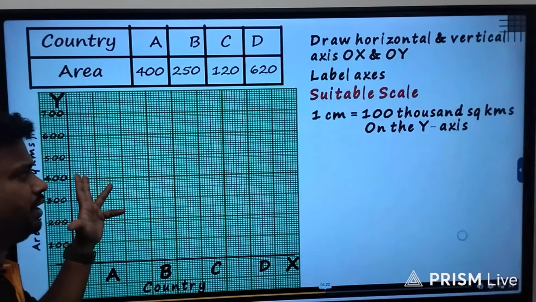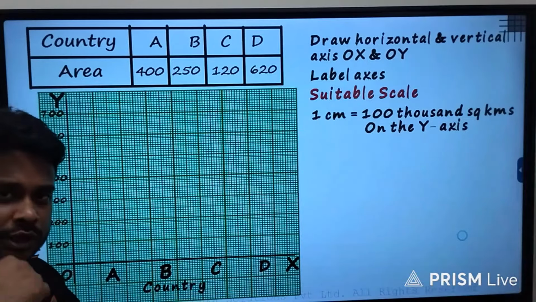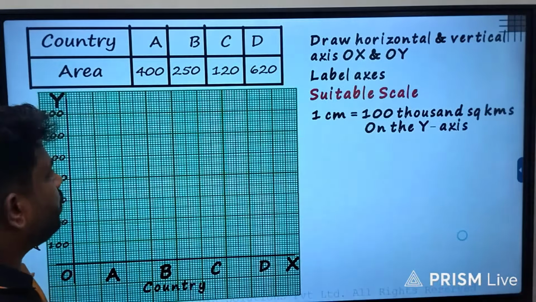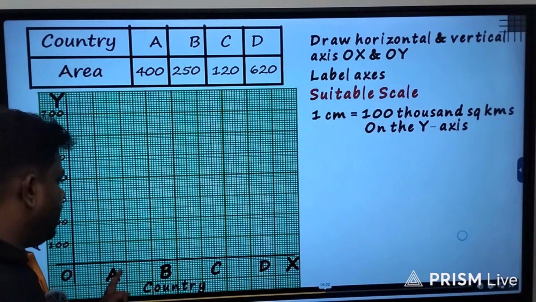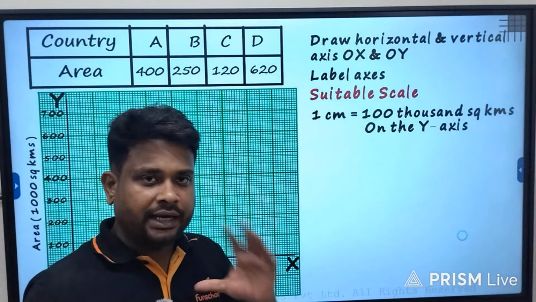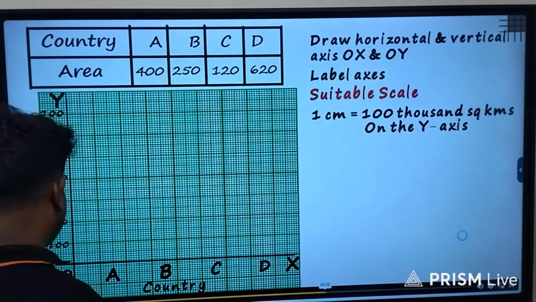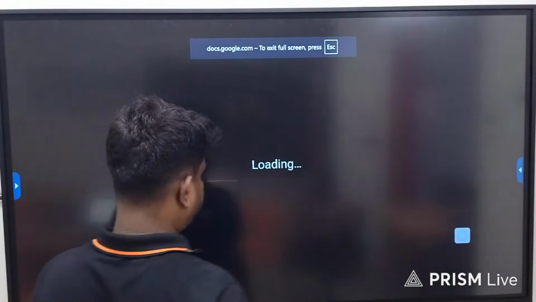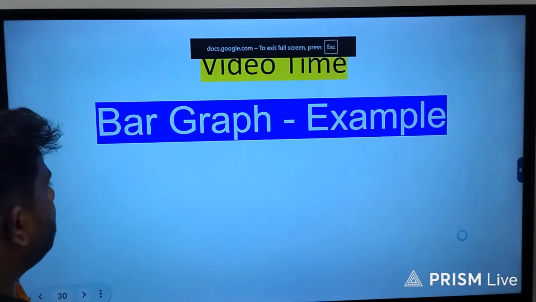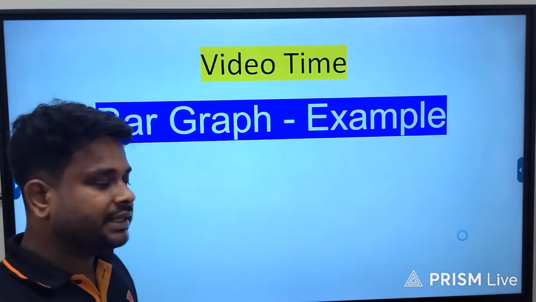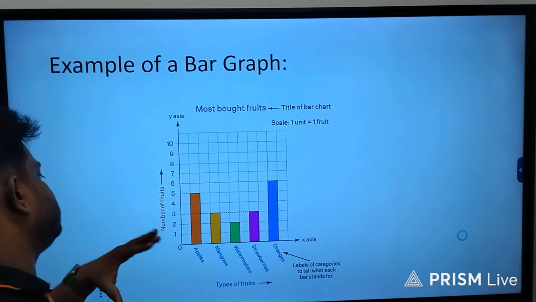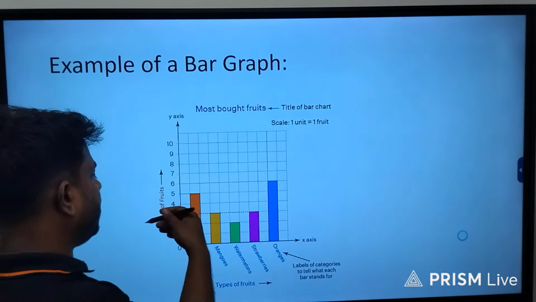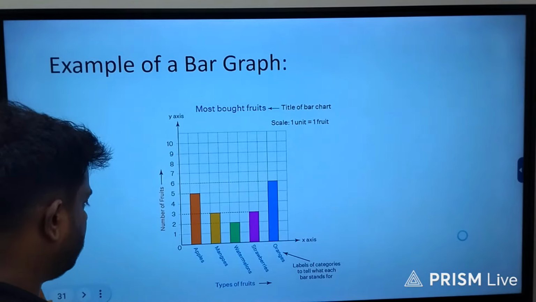Maybe the graph paper looks a bit hazy, but when you do it in your graph paper or graph copy, you can try to draw it in a tidy manner. Okay, so let's go further. We have already seen the example here, and this is the method. This one is a very clean one. This is the method by which we can draw bar graphs.